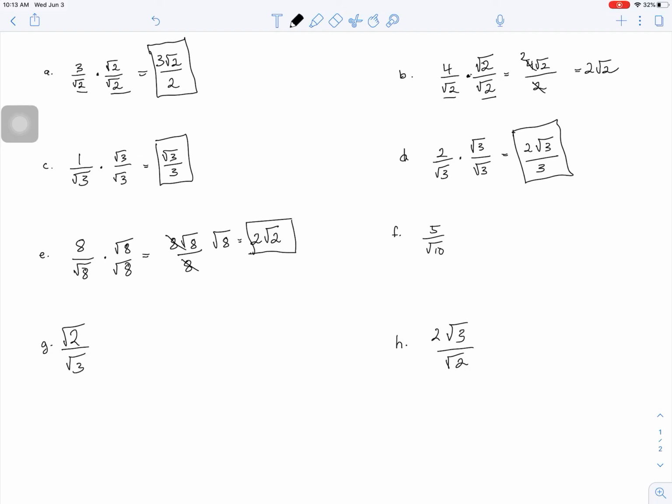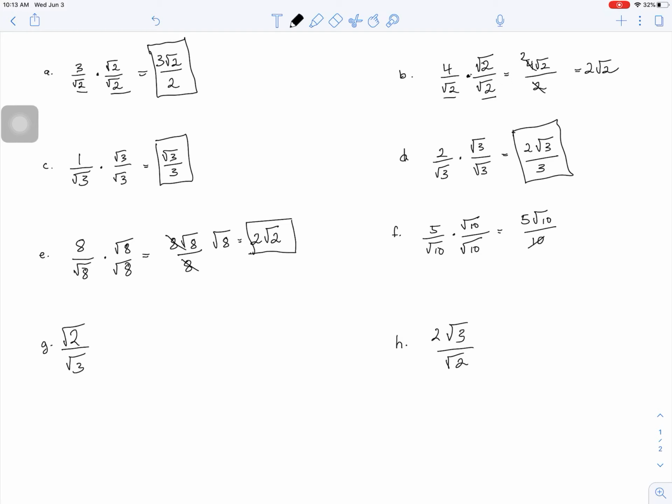F. Try it on your own if you have a chance. Just hit pause, try it. Okay, here's your solution. We're going to multiply by the square root of 10. Square root of 10. So we get 5 times the square root of 10 over 10.